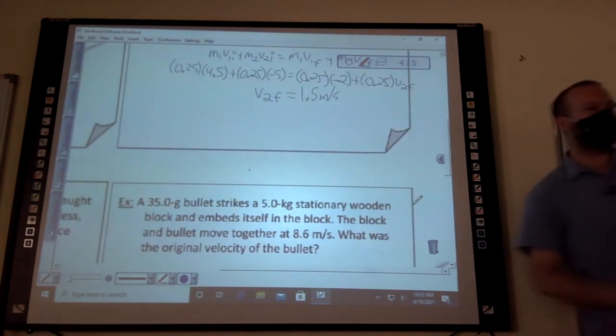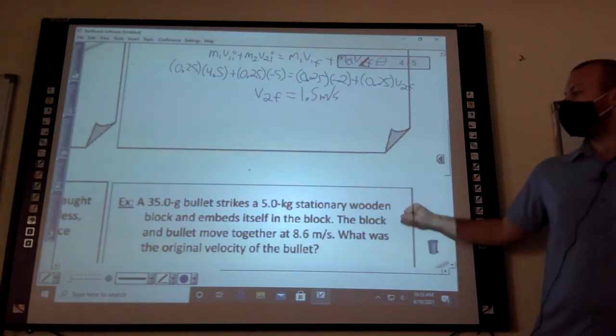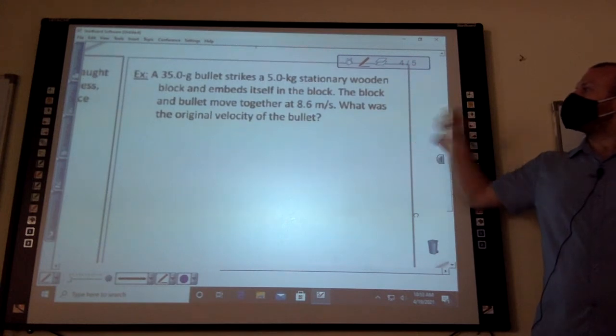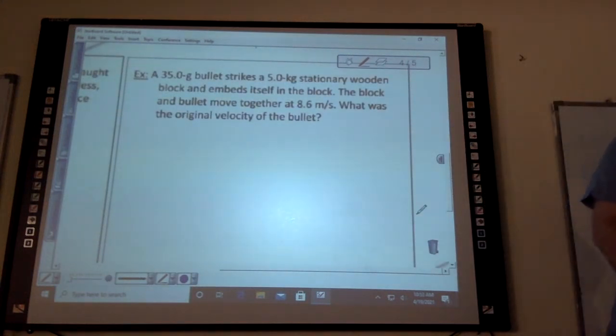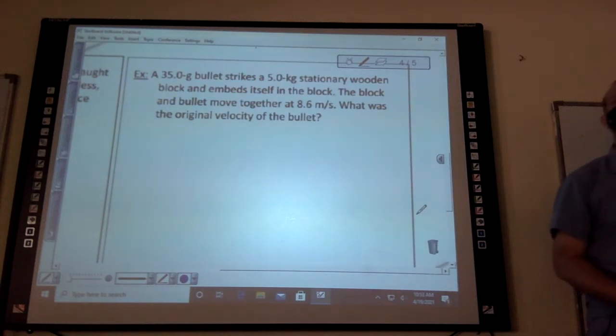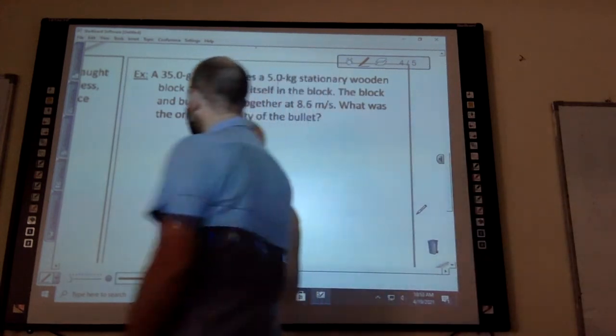So let's talk about the second one then, while you guys are still writing out the first. So now we've got a bullet that's going to hit a stationary wooden block. If it's embedding itself, it just means it goes in and doesn't come back out. So if it's embedded, it means it sticks inside. We're told at the end the block and the bullet move together at 8.6 meters per second. We want to know what's the original velocity of the bullet. So as I recommended, we're going to draw this out.